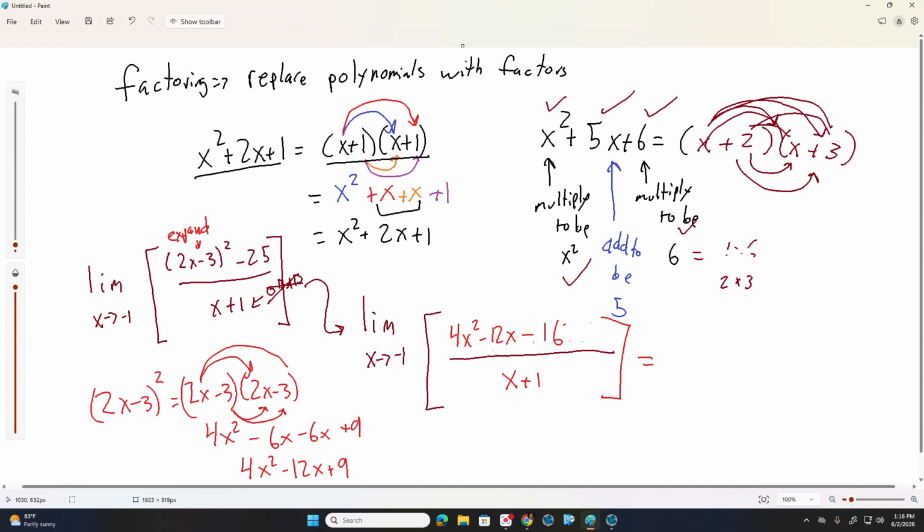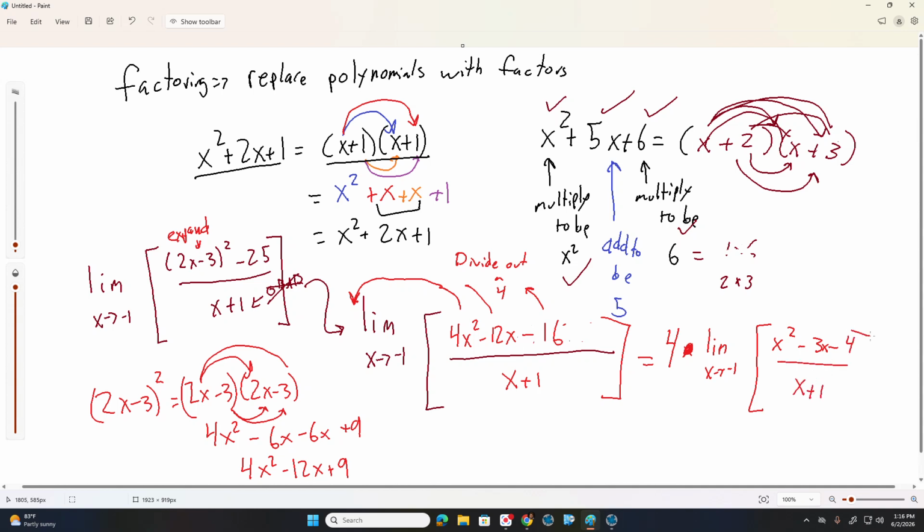I can rewrite this by factoring, this 4x squared minus 12x minus 16. So I'm going to use my first rule. I'm actually going to divide out, notice each of these terms, I can divide out a 4. And I can divide that 4 all the way out, remember our first rule, to the very beginning of the limit. This is actually going to be 4 times, I'm just going to use a dot for multiplication, the limit as x approaches negative 1. 4x squared divided by 4 is x squared, 12 divided by 4 is 3x, and 16 divided by 4 is 4, all divided by x plus 1.